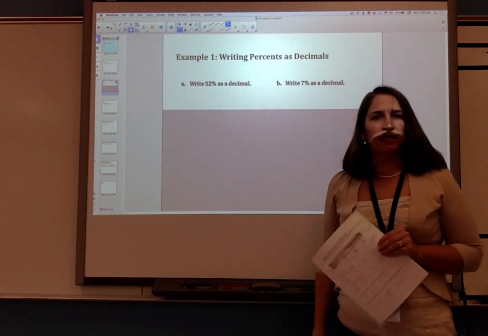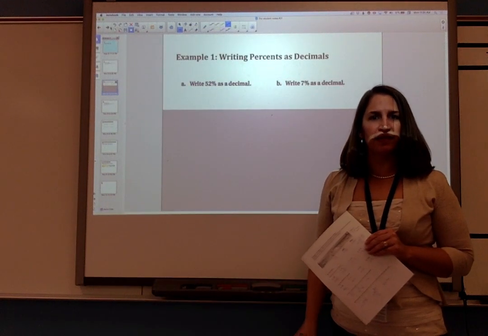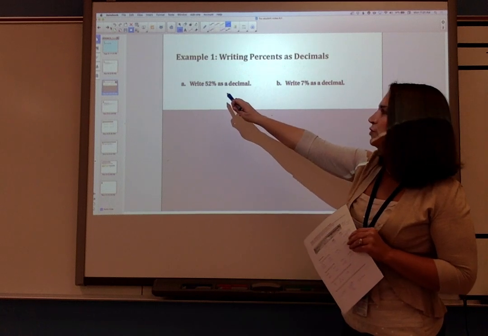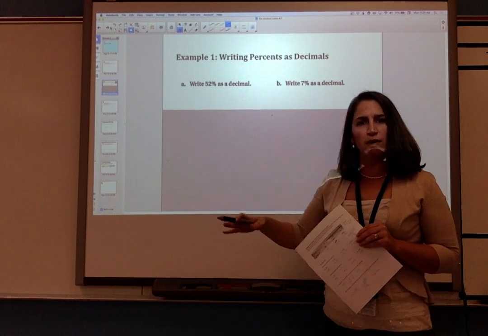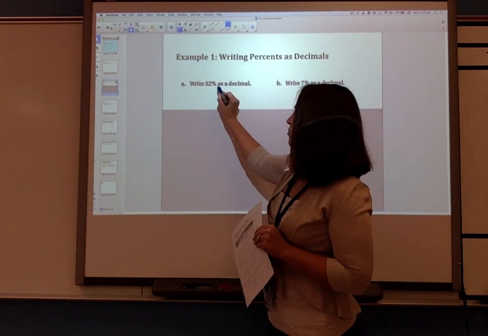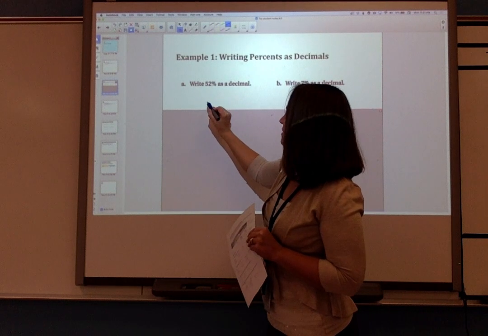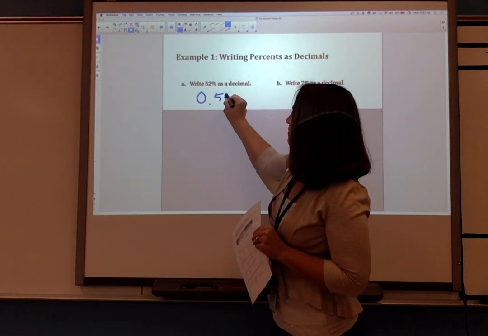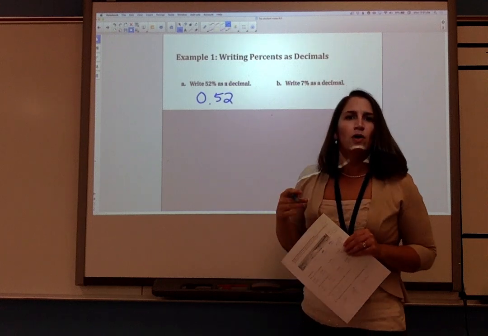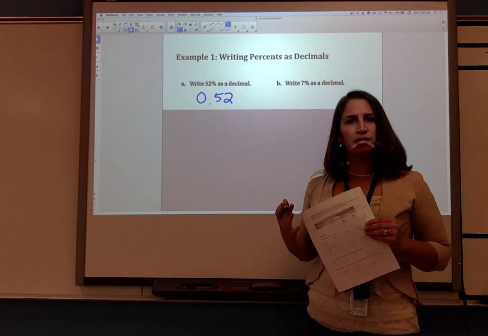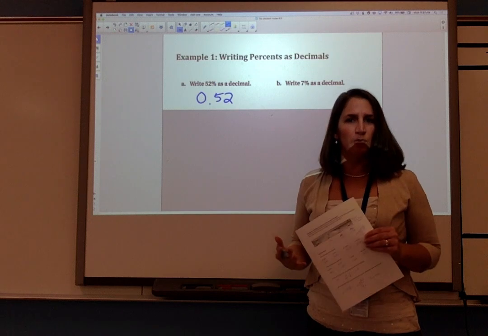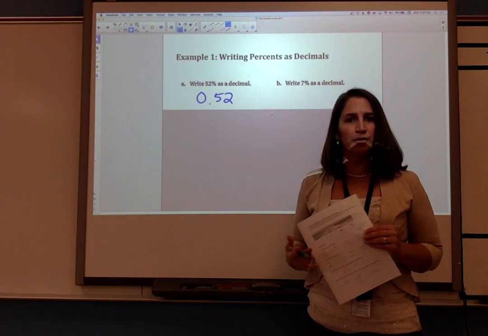Let's look at a couple examples where we're writing percents as decimals. So 52% as a decimal, we're going to drop the percent symbol and move the decimal point over 2 places, so we have 0.52. When we think about 52%, that's about 50%, which would be 0.5. 100% would be 1.